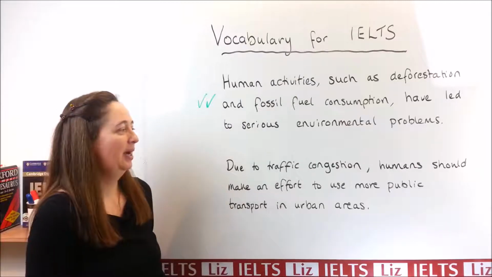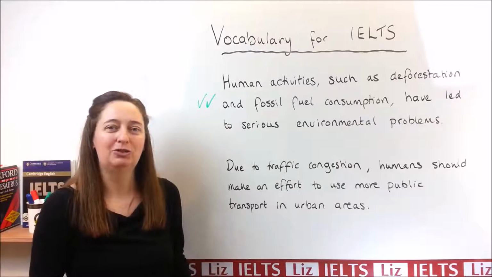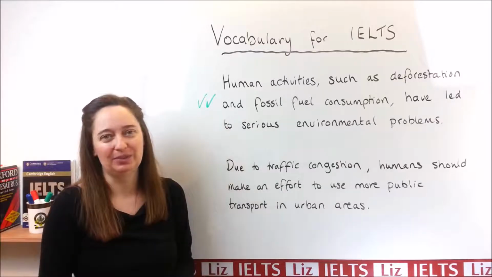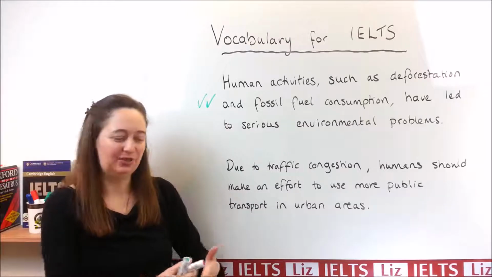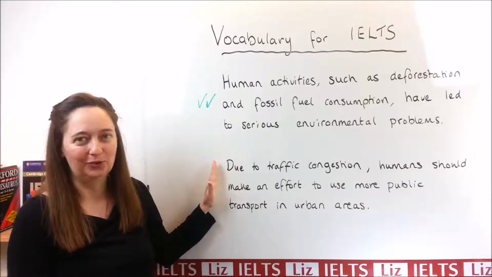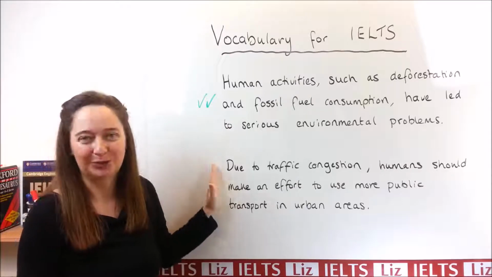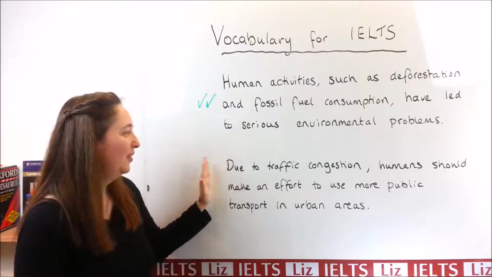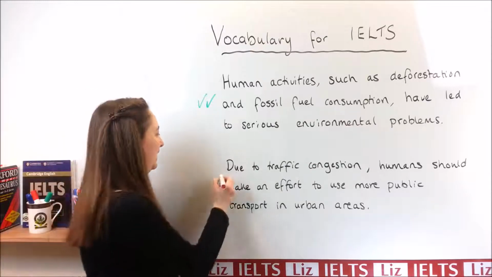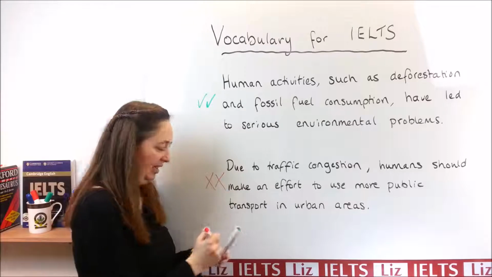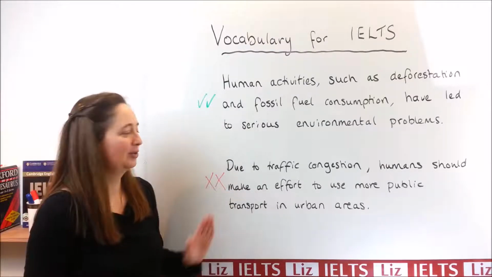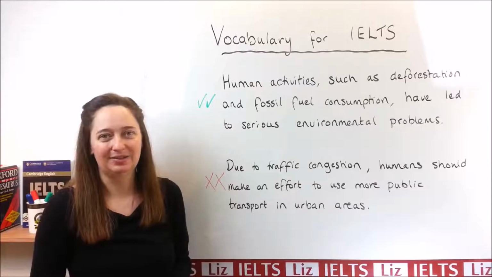So when we talk about people using public transport, we're not talking about humans using public transport, because we don't need to differentiate between humans and animals. Animals are not involved in this topic at all. So, for this reason, this is completely wrong. And we cannot use the synonym of humans instead of people when we're talking about transportation in city areas.